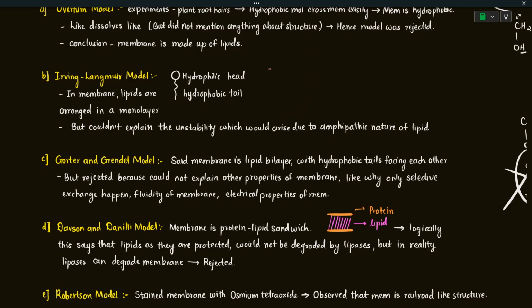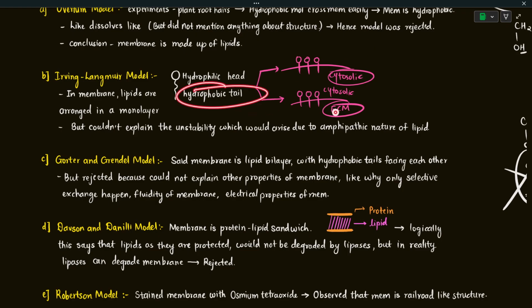Even if there could be two possibilities of being in a monolayer, either the cytosolic side has the hydrophobic tails, or the extracellular matrix has the hydrophobic tails, and let's say that this is the cytosolic side. In both of the cases, hydrophobic tails cannot react with the hydrophilic environment, because cytosol and extracellular matrix both are hydrophilic.